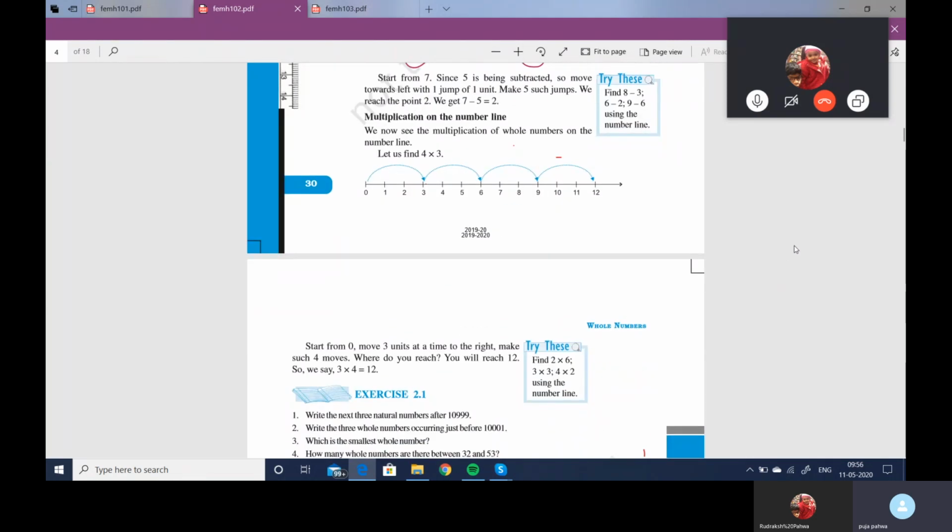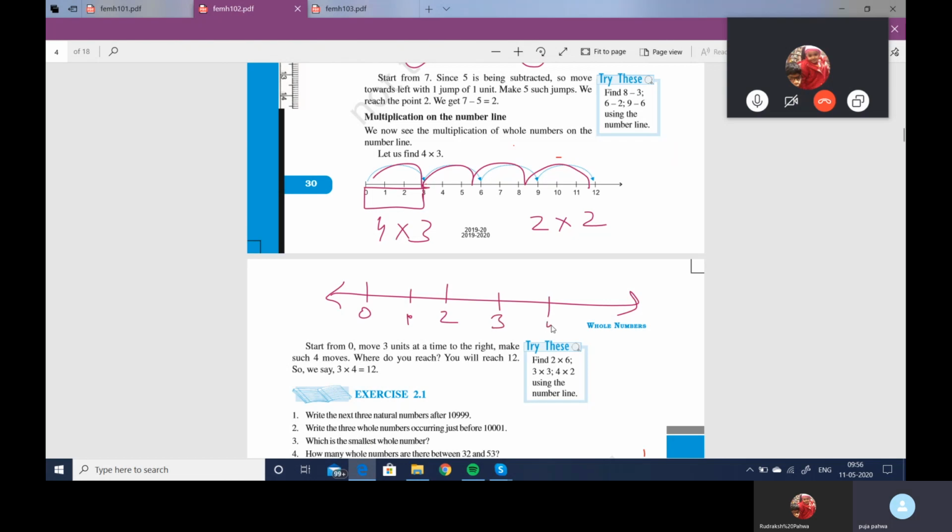Like that, we can find multiplication. 4 into 3: 3 groups and 4 jumps. Fine. So what will we do? We'll find 4 into 3, like 2 into 2, like that. We draw a number line: 0, 1, 2, 3, 4, 5. So 2 gaps and 2 jumps. 2 gaps and 2 jumps. We land up at 4. So you already know that 2 into 2 is 4.